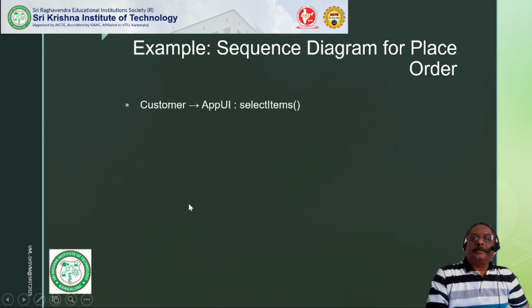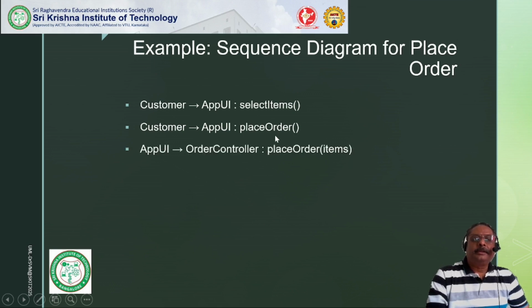So take another example for placing the order in the online system. The customer selects the items from the app UI, and then the customer sends a message to the app UI, say place order, and then the app UI will forward the message to the order controller to place these items as an order.